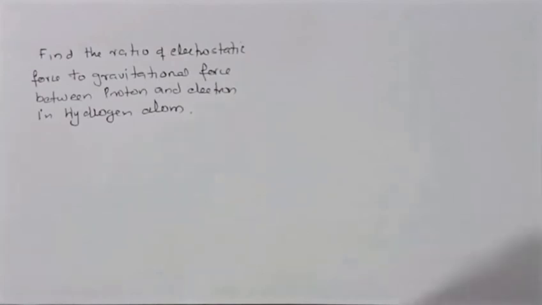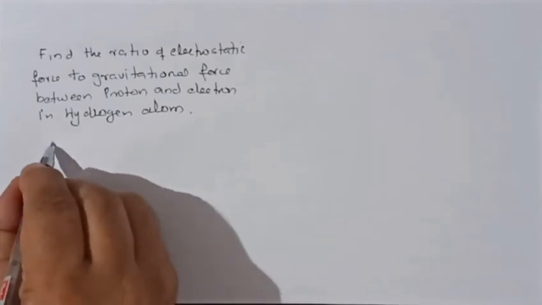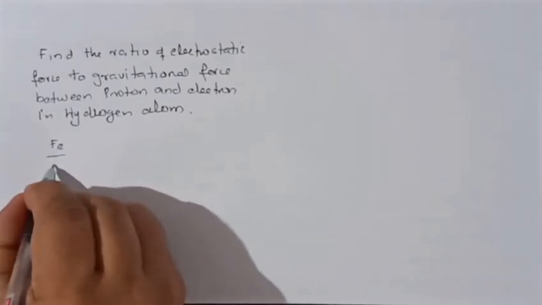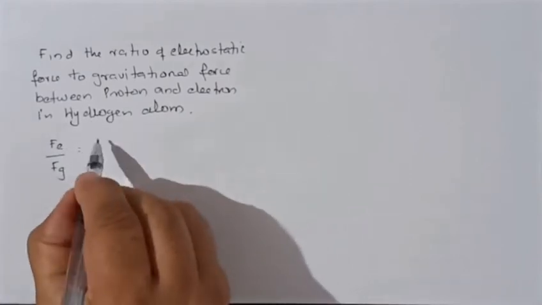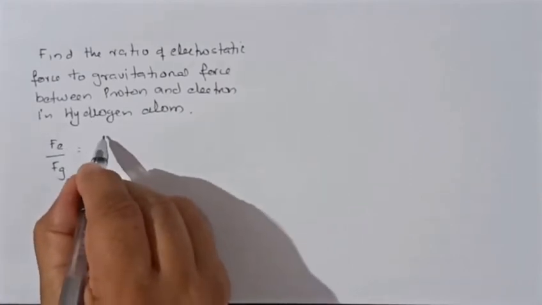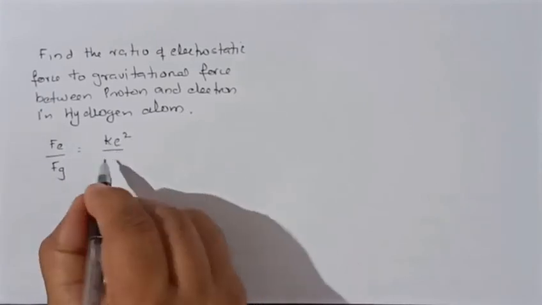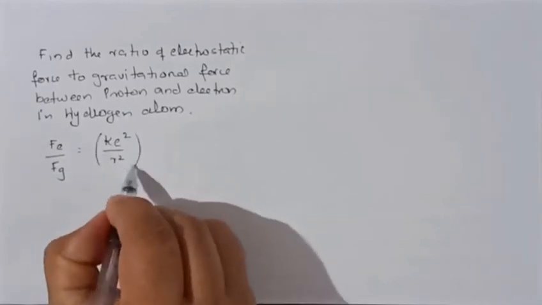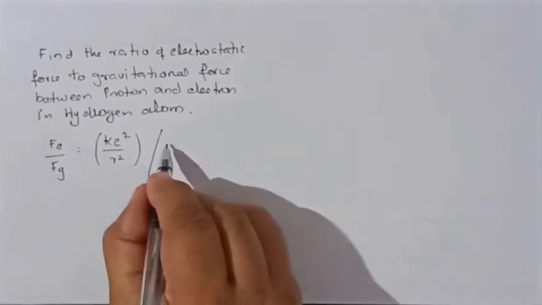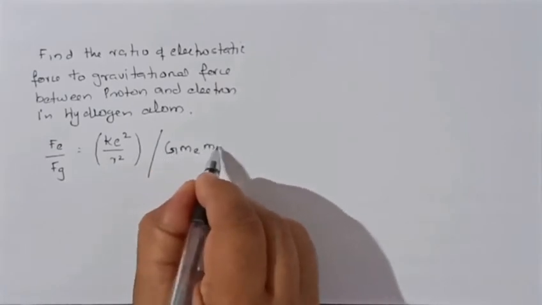Let's try to compare the strength of electrostatic and gravitational forces. So we will do this problem. Here we have to work out the gravitational and electrostatic forces of an electron and a proton in a hydrogen atom. So we will try to work out the electrostatic force to gravitational force ratio.